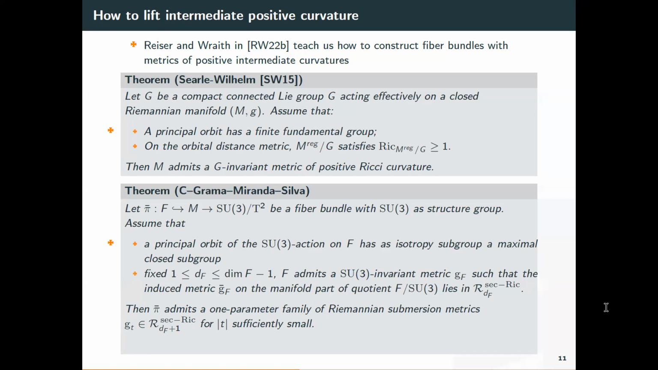So we have this principal orbit, and then we have the assumption that the fiber has d_F positive intermediate curvature. Then we can show that the total space carries a metric of positive d_F plus 1 curvature. Okay, so the base is SU3 over T2. We have some topological hypothesis on the action of SU3 on the fiber, and we also assume that the fiber has d_F positive Ricci curvature. So the total space carries a metric with d_F plus 1 positive curvature.